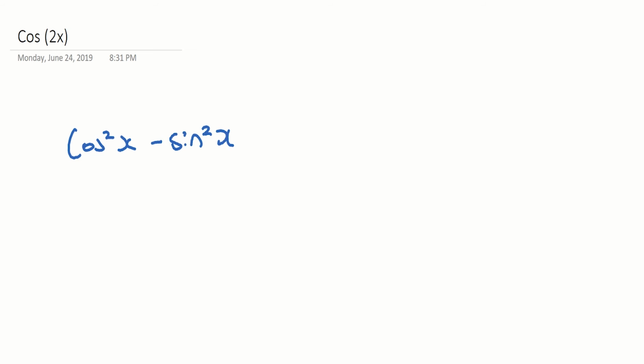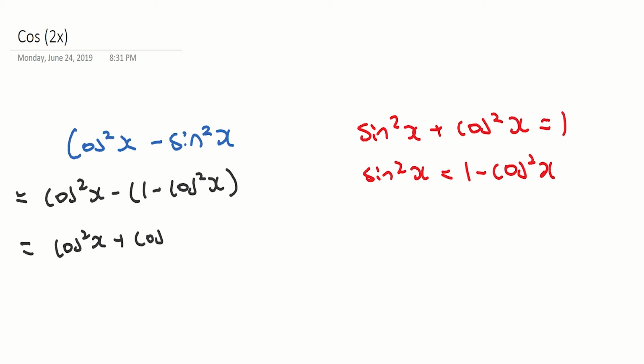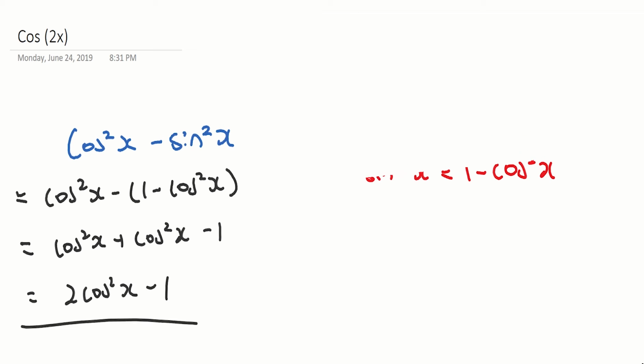Let's take a look at the Pythagorean identity, sine square of x plus cosine square of x equals 1, and see if we can discover something new. In this case, we can make sine square of x the subject, and it equals 1 minus cosine square of x. If we substitute this into the cosine 2x expansion, we get cosine square of x minus 1 minus cosine square of x. Therefore, cosine 2x also equals 2 cosine square of x minus 1.